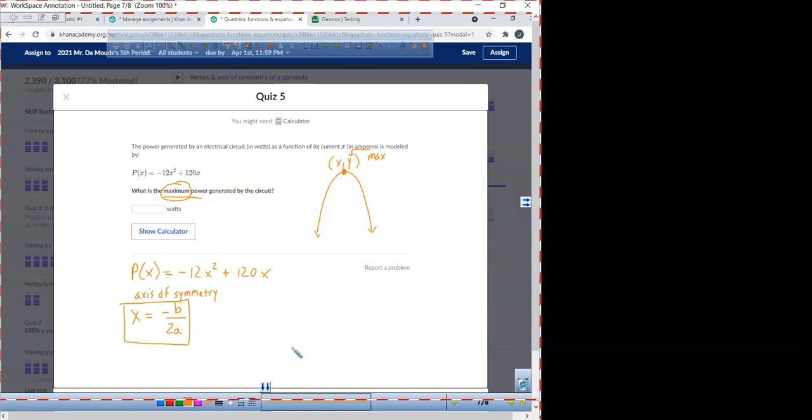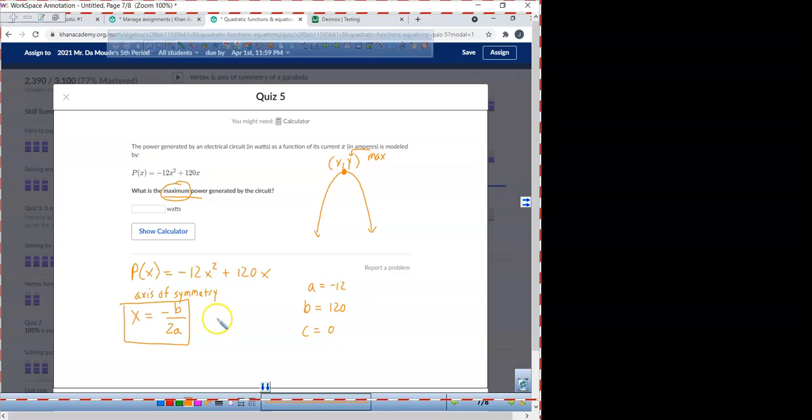All right. Can anybody in my standard form tell me what a is in this particular function? Negative 12 is right. What about b? What's my b value? 120. And my c value, I don't see it. 0. There we go. So far, so good?